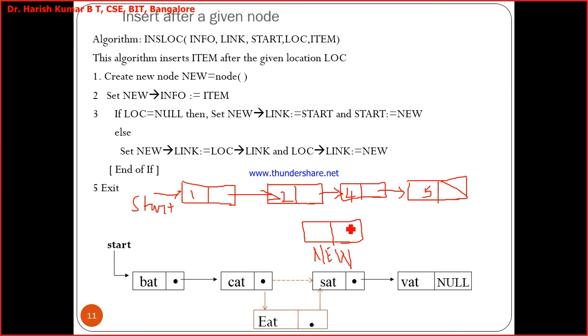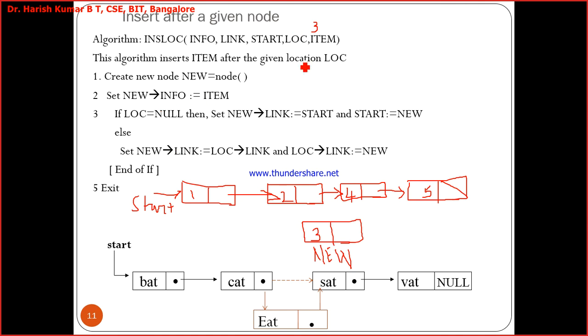After that, what do I have to do? Now after the new node is created and new is pointing to this, using new I access the info field and assign my item. The item is 3 right now. I want to insert 3, so to this place I'm assigning 3. Hope you understood till here. Yes, sir. Next.